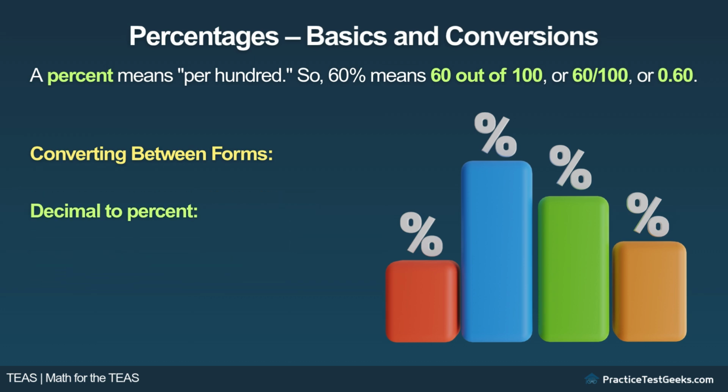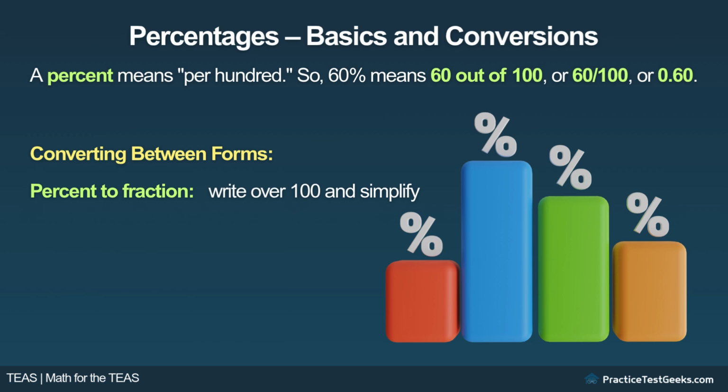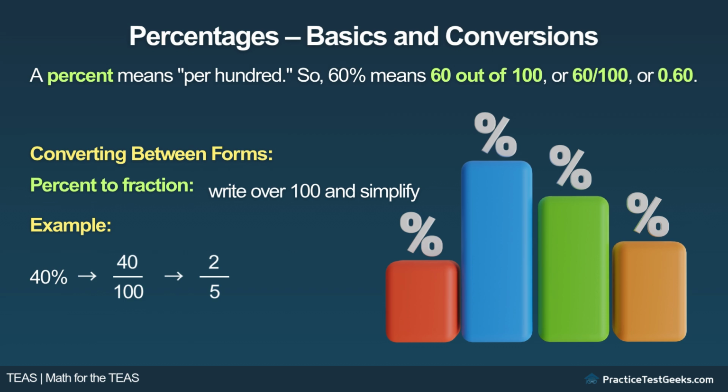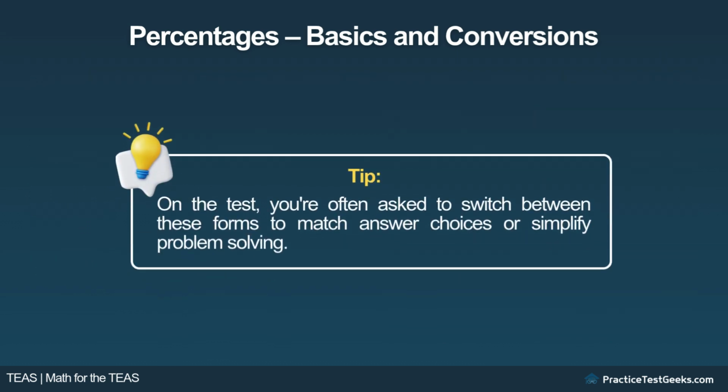To turn a decimal into a percent, multiply by 100. For instance, 0.3 times 100 equals 30%. And to convert a percent to a fraction, just write it over 100 and simplify. Like this, 40% becomes 40/100, which simplifies to 2/5. TEAS tip. You'll often be asked to switch between these forms, especially when comparing answers or solving word problems. Make sure you're quick and confident moving from percent to decimal to fraction and back.